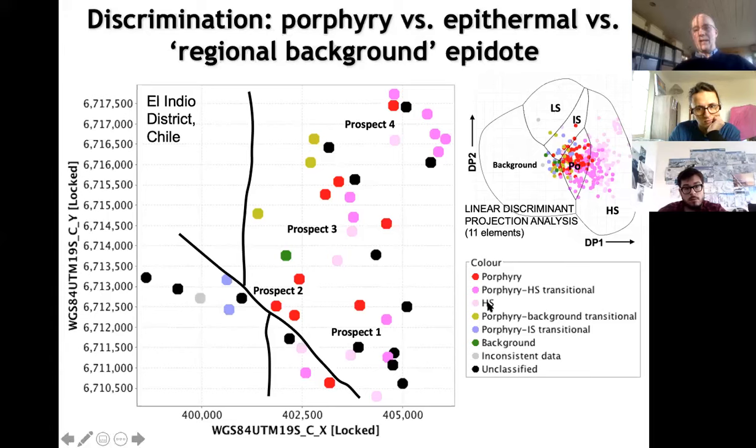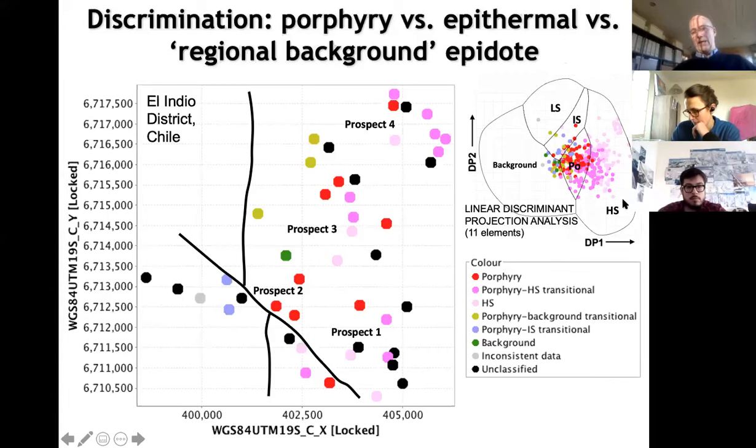So using 11 elements, this diagram was generated to try and discriminate epidote that might be associated with high sulfidation systems, with porphyry systems, intermediate and low sulfidation systems, and also metamorphic background. So that's what this diagram is representing, a multivariate statistical method for classifying epidote chemical compositions.